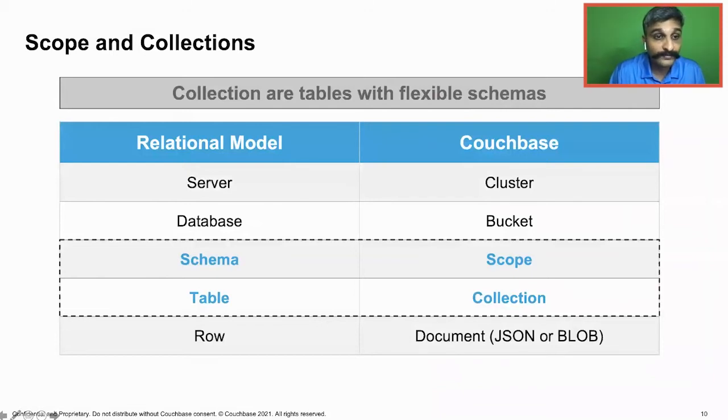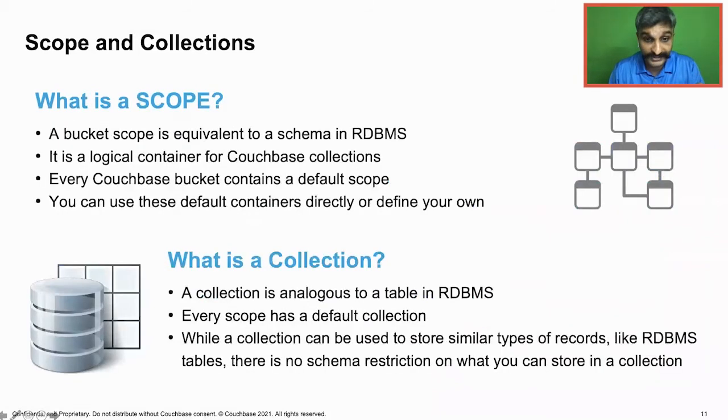So what is a scope? Right? A scope is equivalent to a schema in a relational database. It's a logical container for Couchbase collections. So one scope can have multiple collections. Every Couchbase bucket comes with at least one scope, that is the default scope. If you don't specify any other scope, it's the default scope. You can use default containers directly or define your own scope. Okay, so what is a collection? A collection is analogous to a table in your relational database. So every scope has a default collection. Okay, so every scope has at least one collection, which is the default collection. You can specify your own collection.